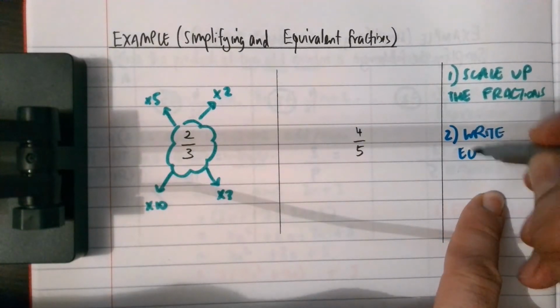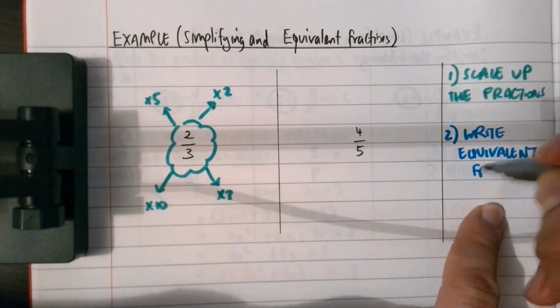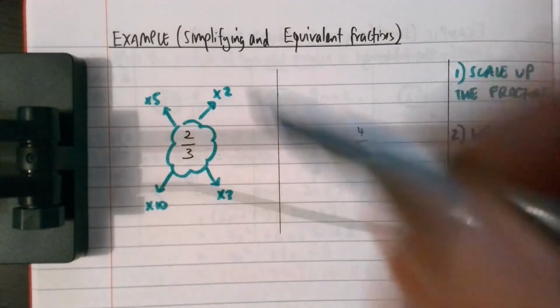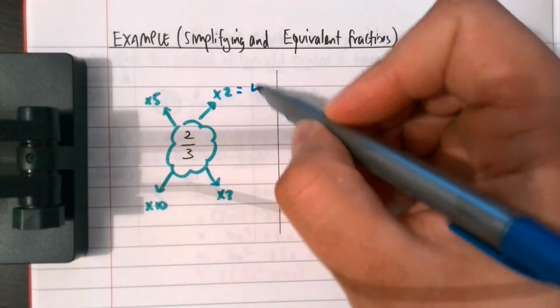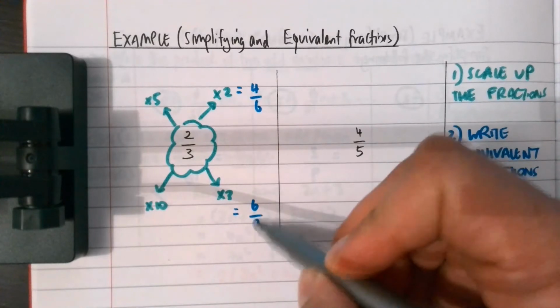So we're going to write the equivalent fractions. So we've written what we're going to do to the fractions. We're going to scale it up, and now we're actually going to write down the new fractions, which are equivalent to the one that's in the bubble. So if we multiply both top and bottom of the fraction by 2, we get 4/6. 4/6 reduces down to 2/3.